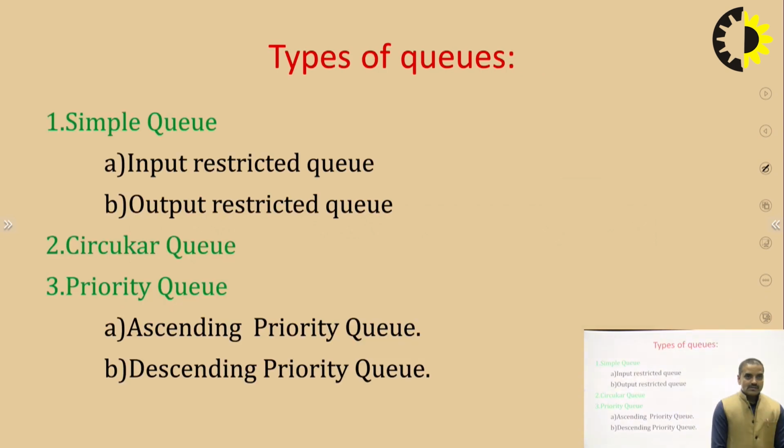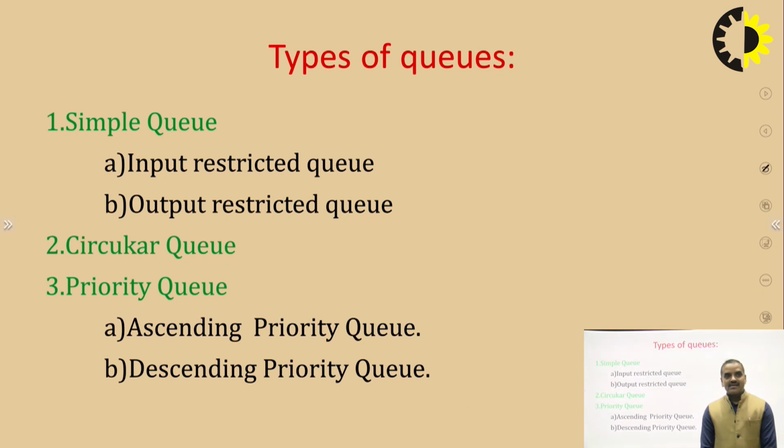Now, types of queue. There are different types of queue: simple queue, circular queue, priority queue. Simple queue is divided into two parts: input restricted queue and output restricted queue. In an input restricted queue, insertion takes place from one end and deletion takes place from both ends. In an output restricted queue, deletion is from one end, that is called front, and insertion is from both ends.